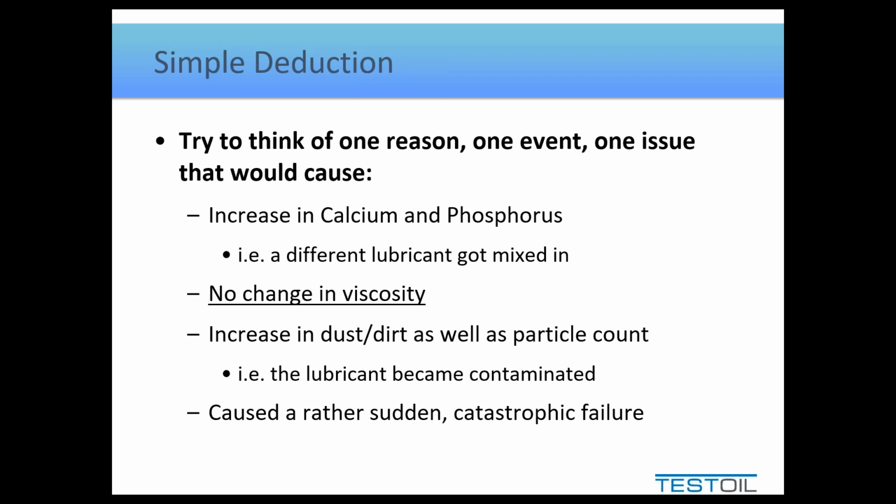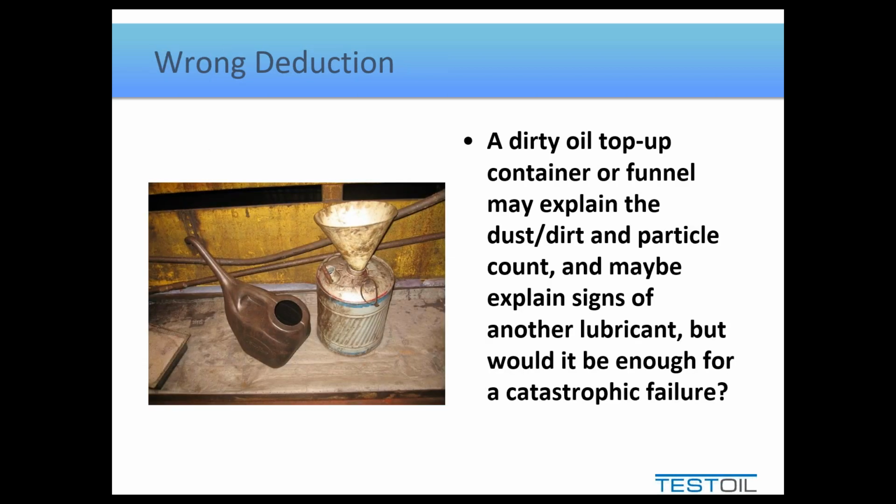It was running more or less fine and then suddenly just piled right up. So many people who work through this example, one of the first things they suggest to me is this. They go, there you go. Somebody used a dirty top-up container or a dirty funnel or a combination of both, and there was a bunch of dust and dirt in there, and that got into the machine and it caused the failure. Well, that answer could explain the calcium and phosphorus if the wrong oil that was being used was in one of those jugs, and it could explain the dust and dirt and could explain some of the particle count.